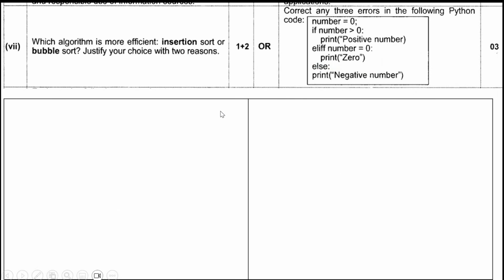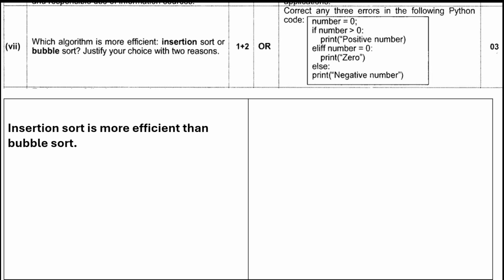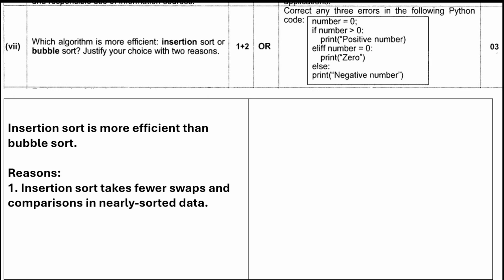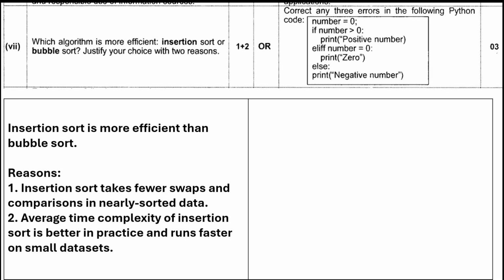Question number 7, which algorithm is more efficient, insertion sort or bubble sort? Justify your choice with two reasons. Insertion sort is more efficient than bubble sort. Reason one, insertion sort takes fewer swaps and comparisons in nearly sorted data. Reason number 2, the average time complexity of insertion sort is better in practice and it runs faster on small data sets.